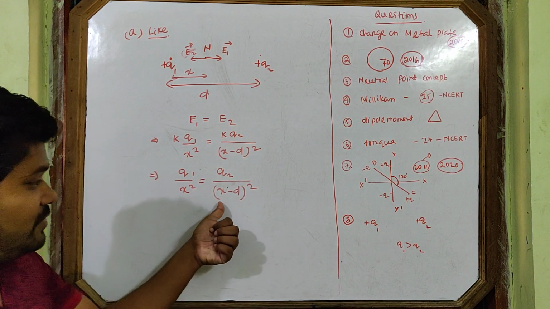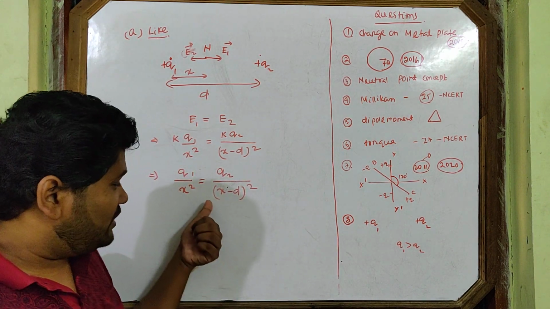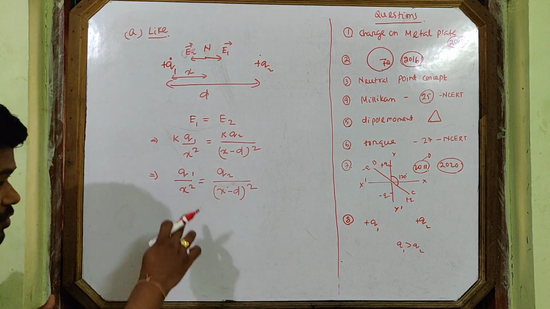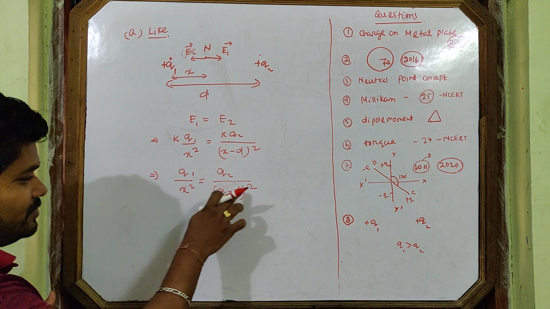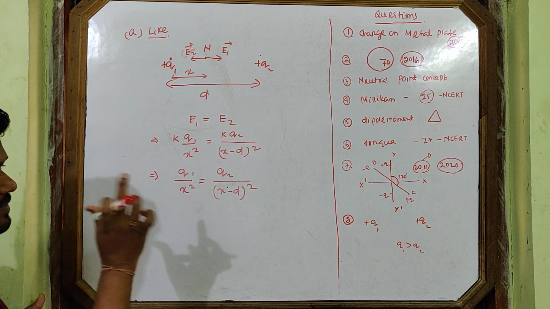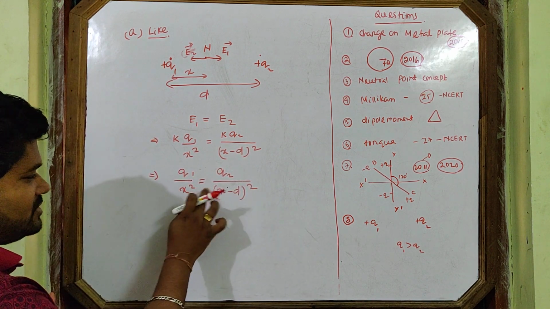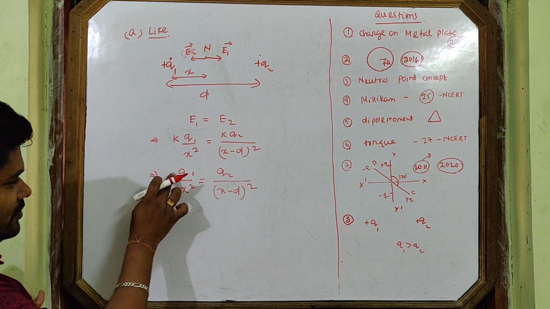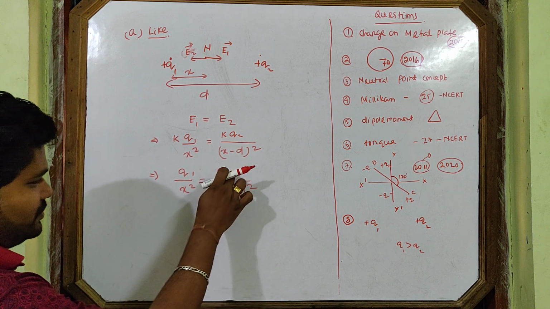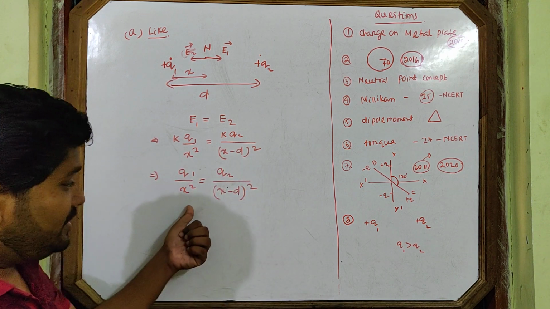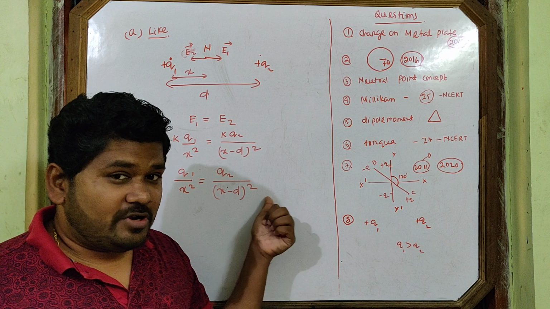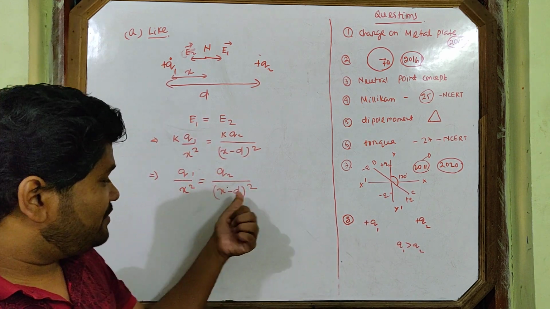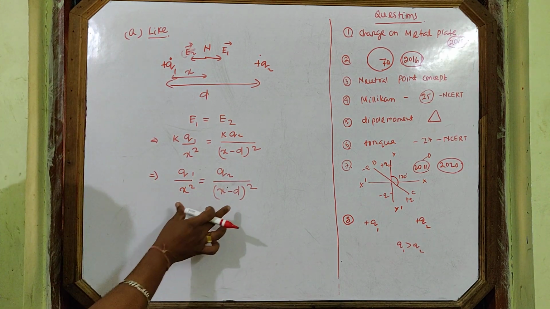One thing I want to tell you here: while doing this type of numerical, always try not to do the square. Always try to take the root of both sides after this. If you take the root of both sides, then the calculation will be a little easier. The next step will be root q1 by x equals root q2 by (x minus d). If you do the square, it will be a quadratic equation, which will be difficult to solve. Better you remove the square and take the root of both sides.